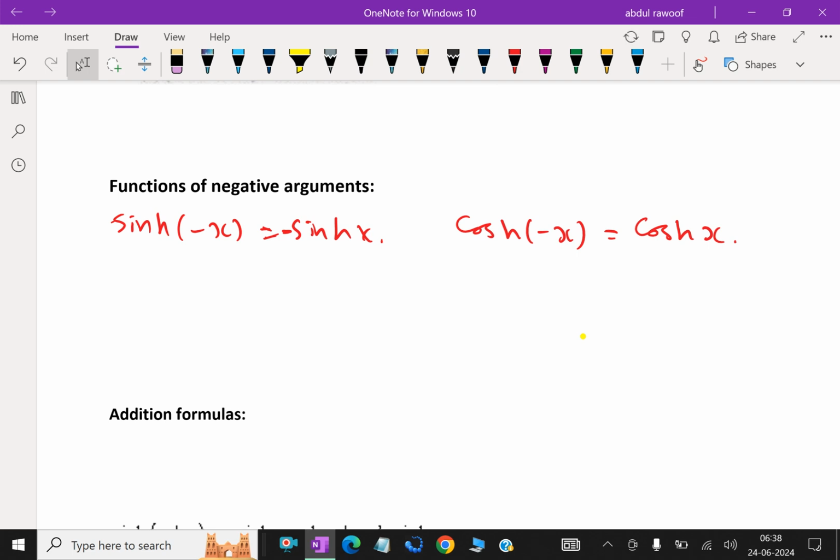tanh of minus x equal minus tanh x. How does it come? Because tanh is sinh x over cosh x. Here it is minus, here plus. So generally it's minus. Like the reciprocal of sinh x, cosech x of minus x is also minus cosech x. Like it, we can derive others.